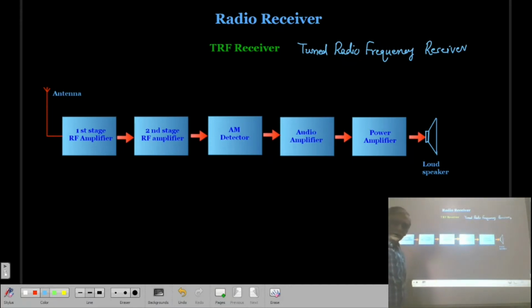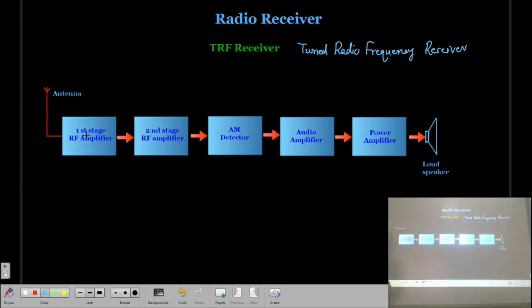So basically, in any kind of receiver, at the input there will always be an antenna. So here also we have this antenna, then we have a number of amplifier circuits, then the demodulator circuit is there. After that, whatever information we have is going to be amplified by the audio amplifier, and to drive the loudspeaker we require a power amplifier. Correct? So what is the function of the antenna?